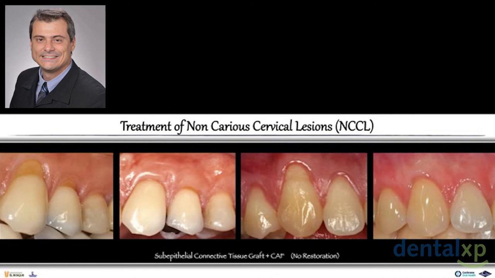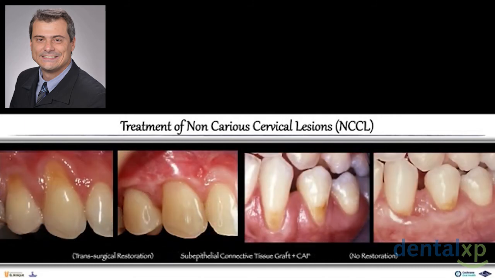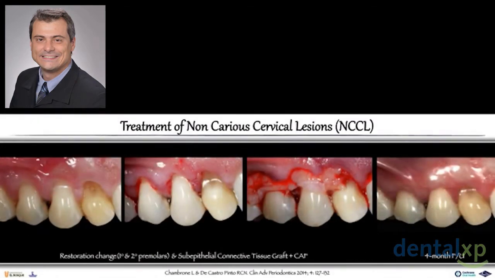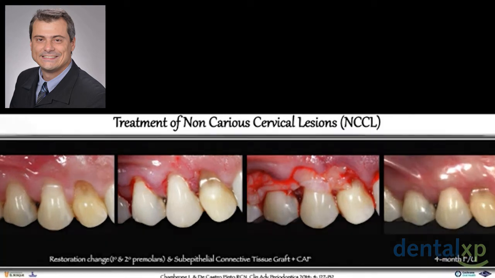Here we have two examples showing the use of subepithelial connective tissue grafts in association to the coronally advanced flap, but no restoration of the sites. In this other slide we have both restored and non-restored areas, both of them treated with subepithelial connective tissue grafts. And this last case, published in Clinical Advances in Periodontics, makes it clear that the future gingival margin will probably rely on the CEJ area, or the original CEJ area.